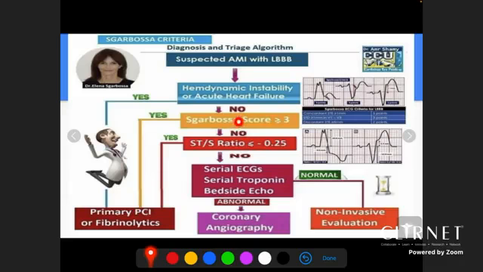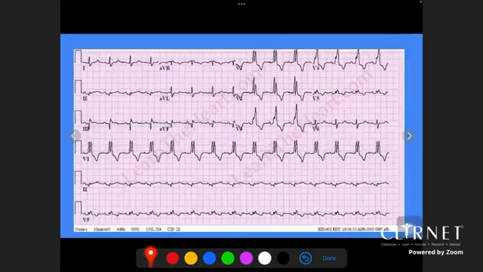If Sgarbossa criteria are positive, you are done also. This is STEMI, activate the cath lab. If not, and the patient is still symptomatic, you will do serial ECG, check troponin, and bedside echo. If it is abnormal, you will go for coronary angio, not necessarily immediate, but you will go for coronary angio because it is supported by this data. If everything is normal, then you will consider non-invasive evaluation like CT, stress myoview, or stress echo.